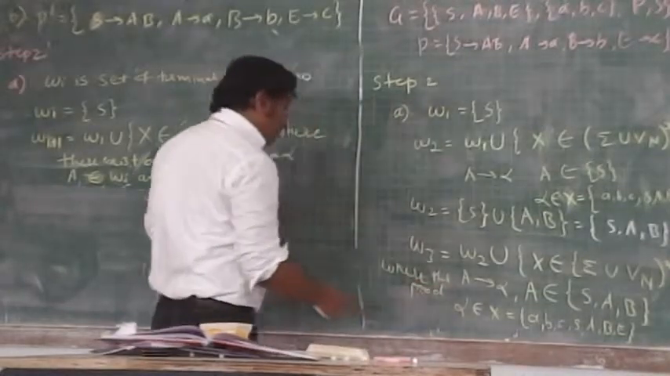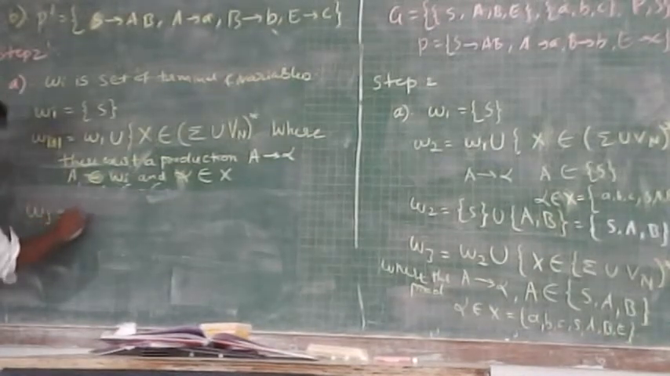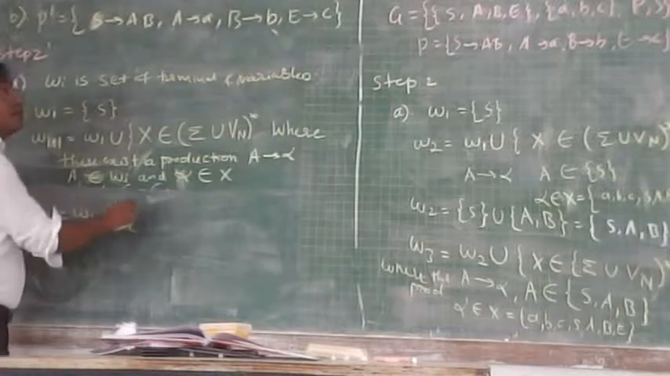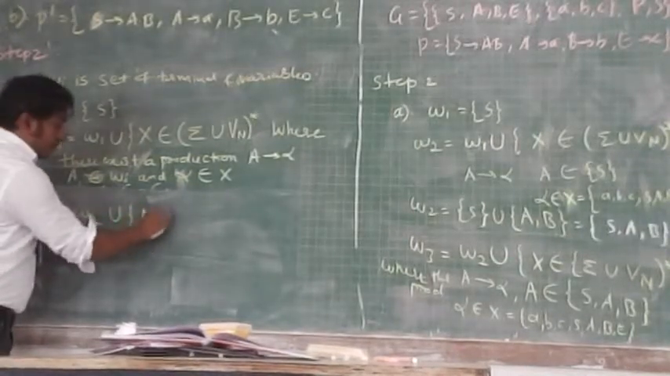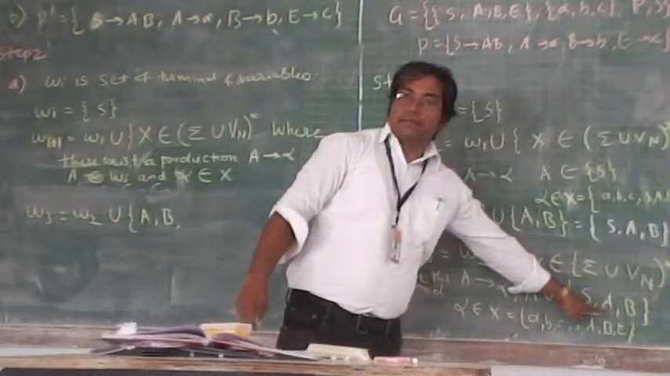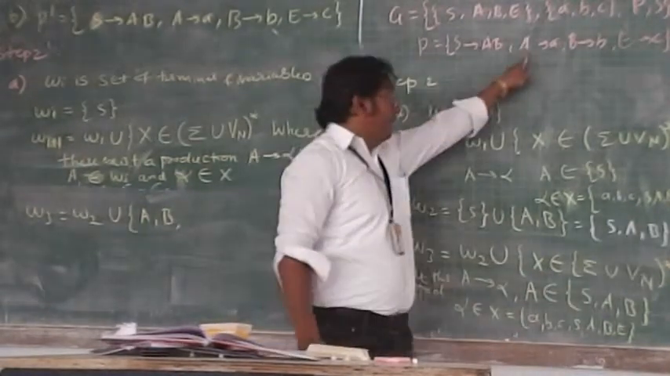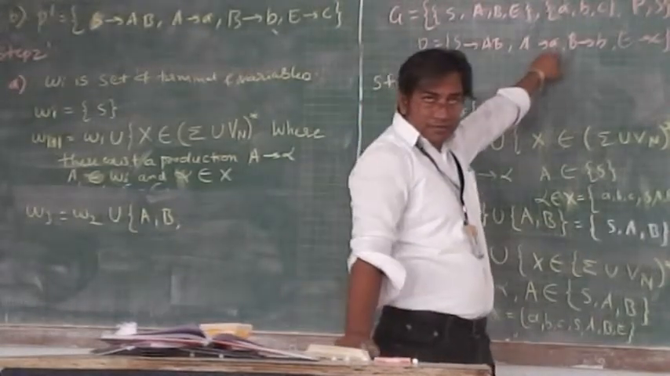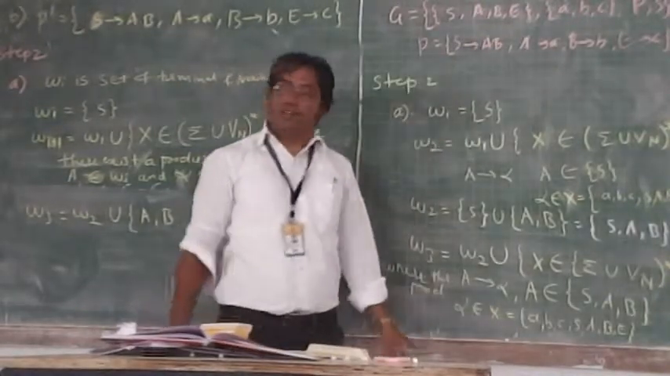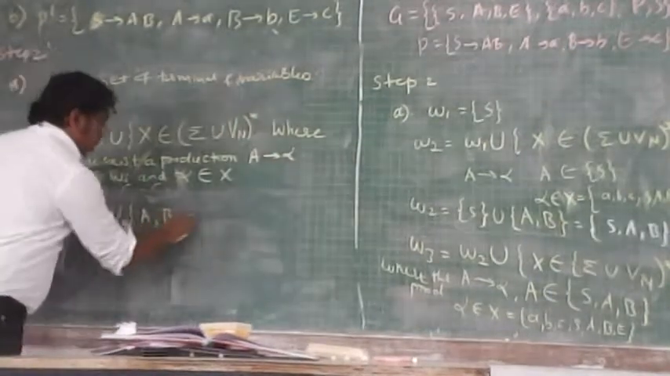Then my W3 includes W2 union what? AB. Next, go to the production A. A is what? A production, this one A. See the left hand side, right hand side. Does this terminal A belong to this set? Closure set? It is belonging. So the left hand side has to be included. A.